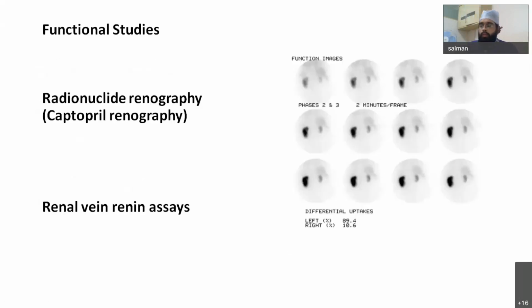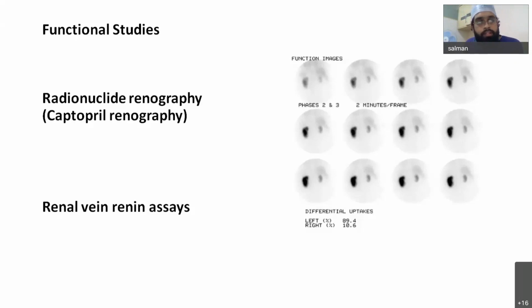So going on to functional studies. As I previously mentioned, there is a lack of one particular test which can say that these patients, if intervened in, will respond to revascularization. So they have designed multiple studies which give an idea regarding kidney function, which can be helpful in predicting which patients will benefit from revascularization.